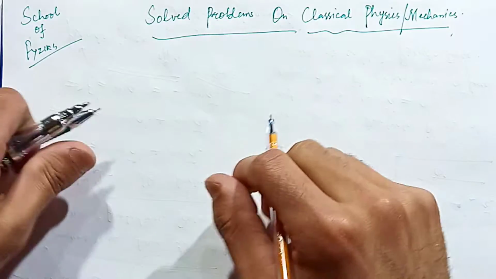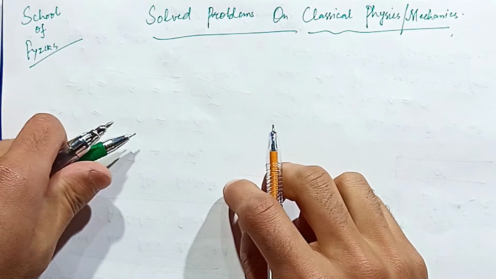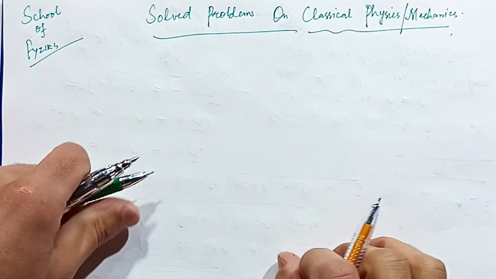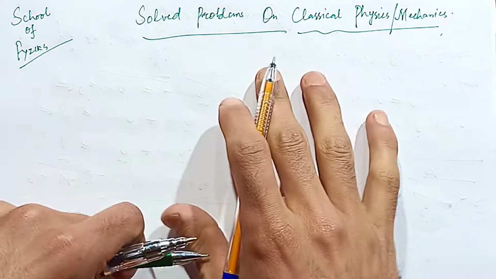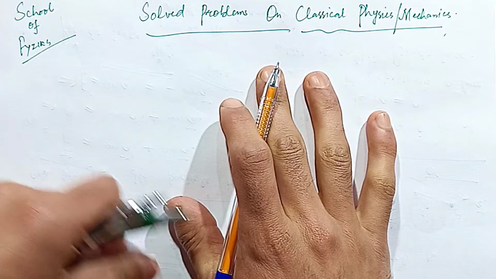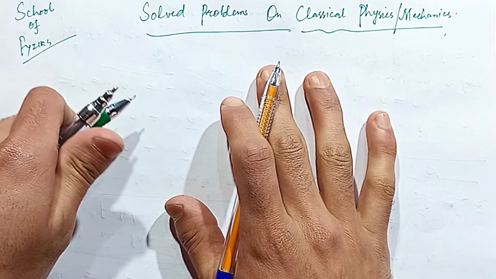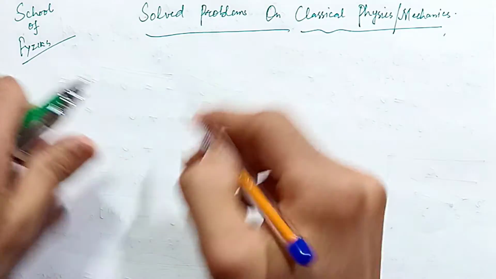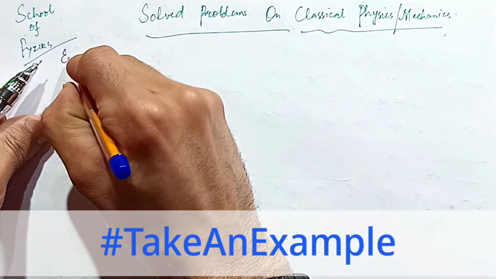In this lecture, I will be dealing with a problem in classical mechanics, classical physics, which will be simpler in nature. This is just to give you an intuition about how to apply the laws of Newtonian mechanics to physical problems. So in this very problem, consider an example.